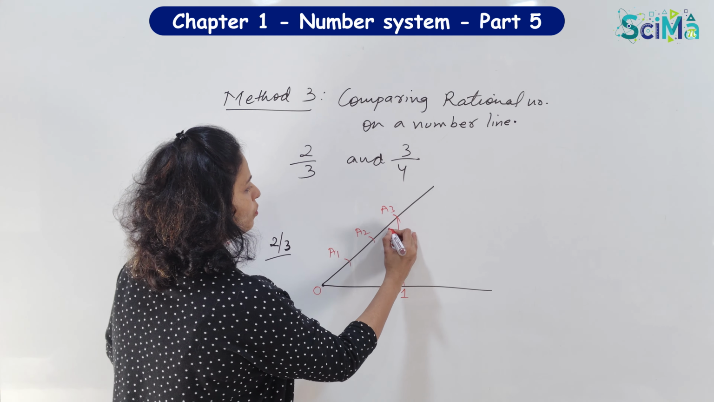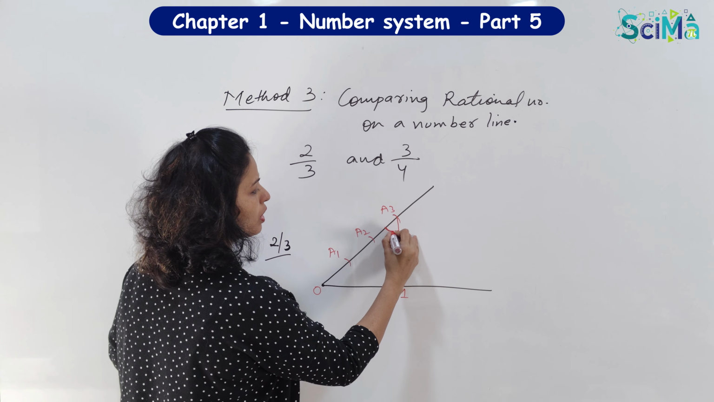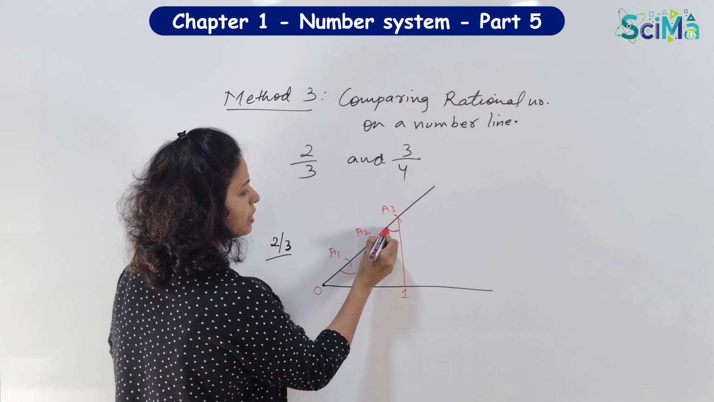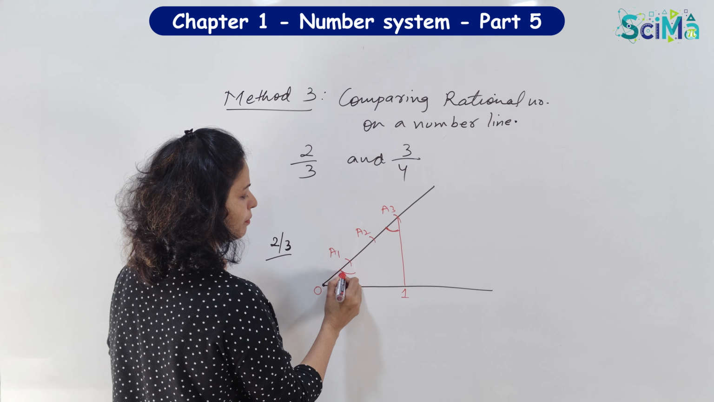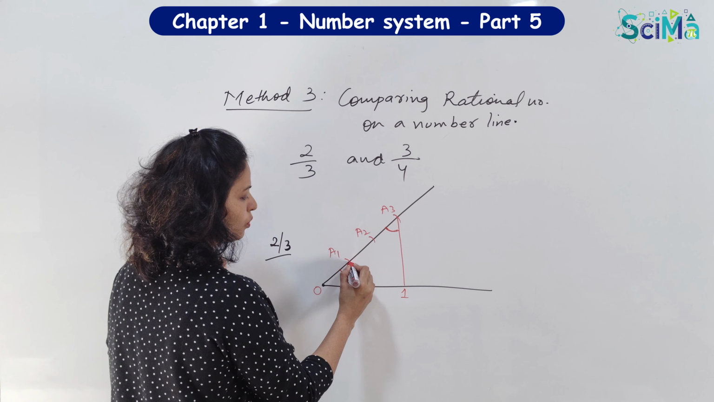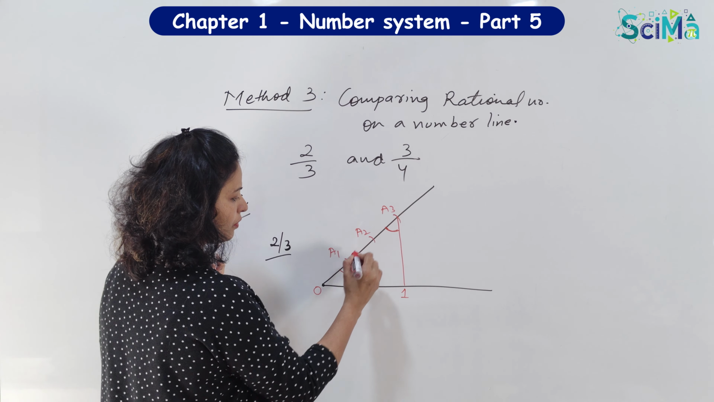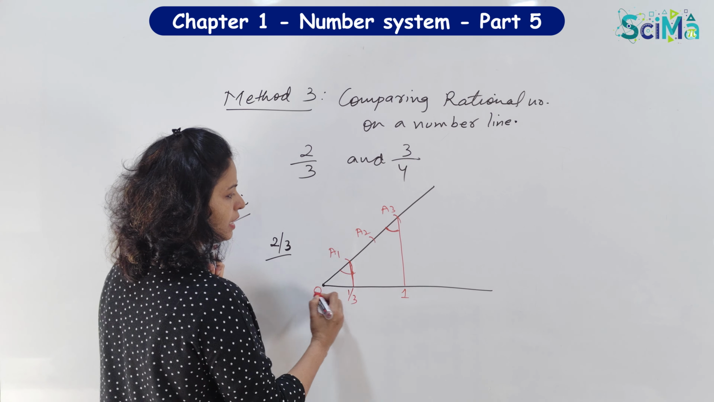So now you measure this angle. Again with your compass measure this angle. The same measure you have to draw here also, and measure this part also with the compass. The same measure you cut here. Then you will see that you can join this line. Now if you join this line, this is 1 by 3.